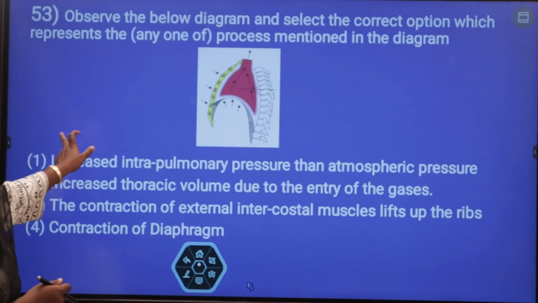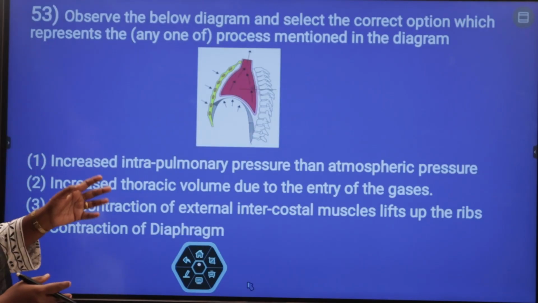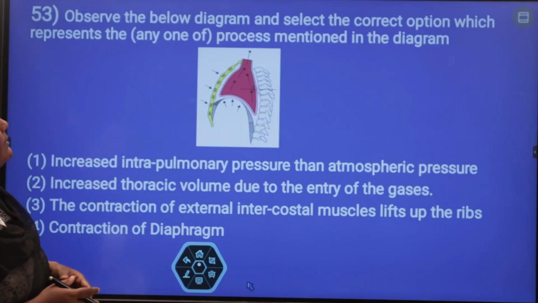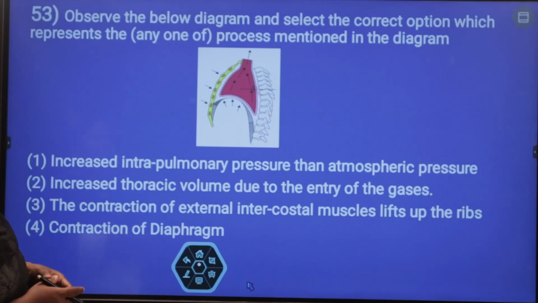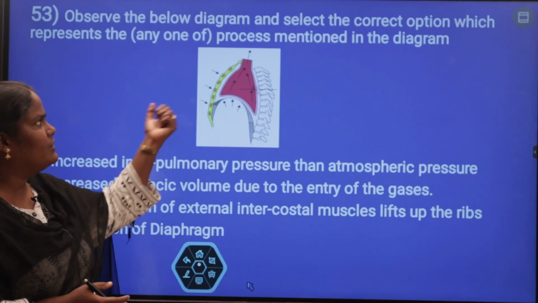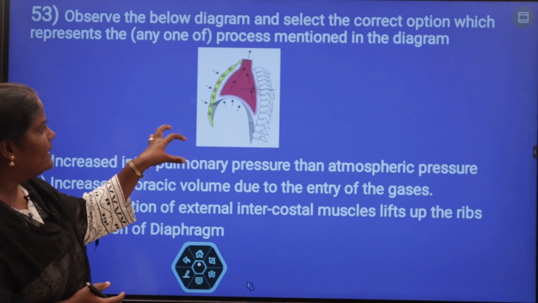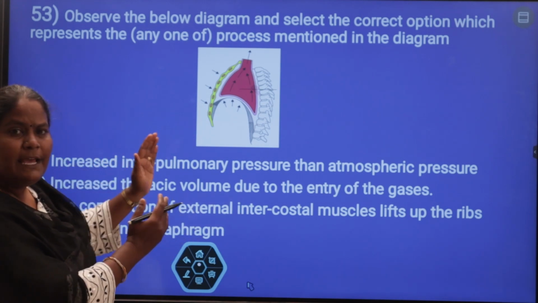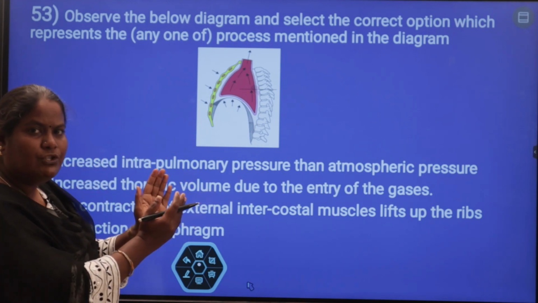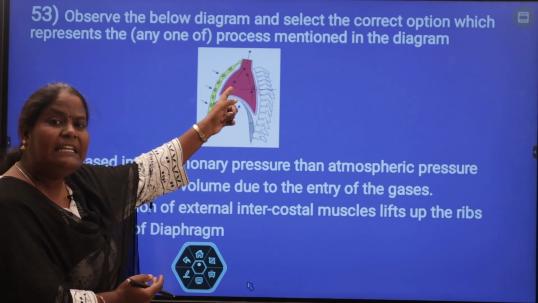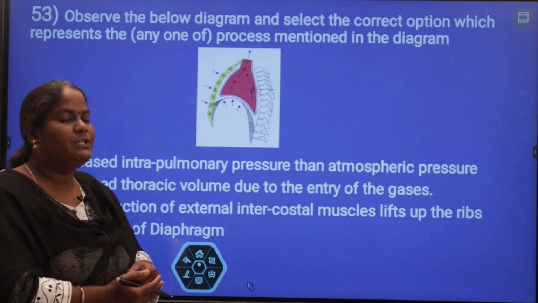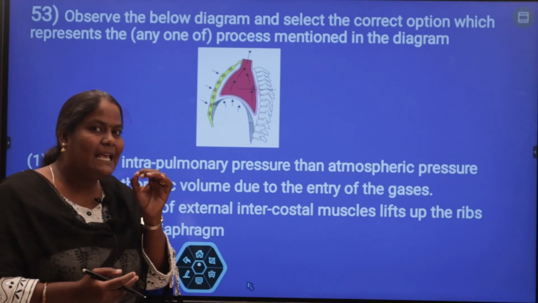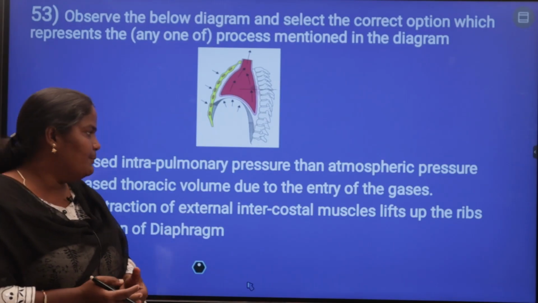Next question, 53. The respiratory system, breathing and exchange of gases chapter. Observe the below diagram and select the correct option that represents one of the processes mentioned in this diagram. In this diagram, the diaphragm is relaxed. They come back to the original position. The rib cage as well as everything comes back to the original position. The air present inside the lungs also comes out, which means the process mentioned in this diagram is called the expiration or exhalation process.